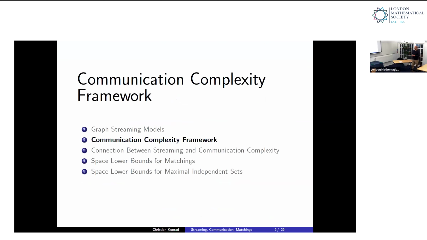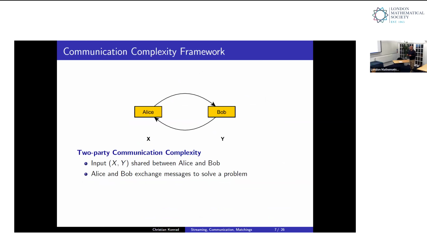Good. Let's move on to the communication complexity setting. So it's a bit of a different world. In the easiest setting with 2 parties, we have Alice and Bob. Alice and Bob hold the input to our problem. Alice holds the portion X, Bob holds the portion Y. Now, Alice and Bob exchange messages to solve whatever problem we want to solve.